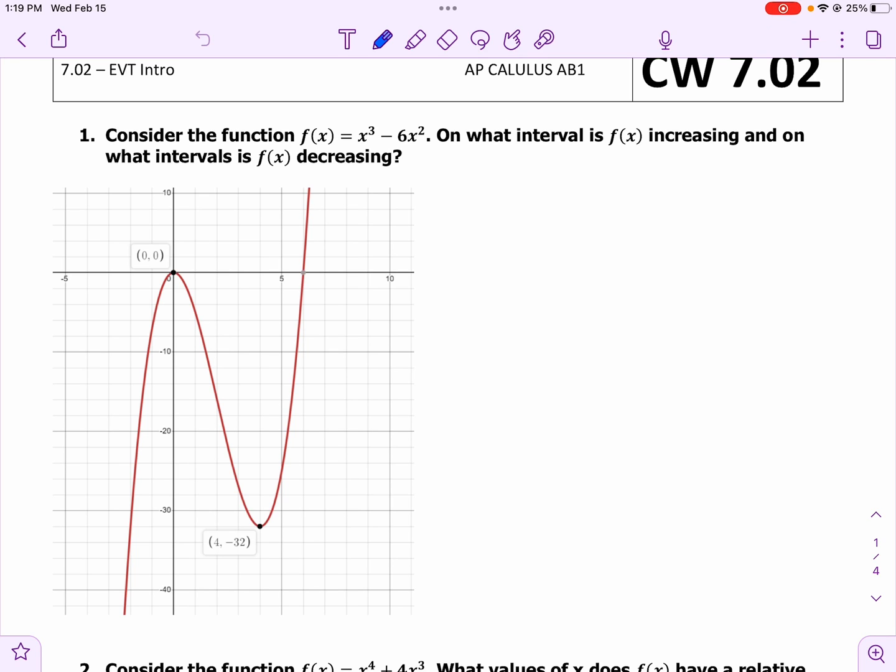So as our function increases, we can see, guys, from negative infinity to 0. That is one of the intervals where our function is increasing, because as we read it from left to right, our function is going up. And then we can also see from 4 to infinity that that's another region where our graph is increasing. That's where our graph is going up.